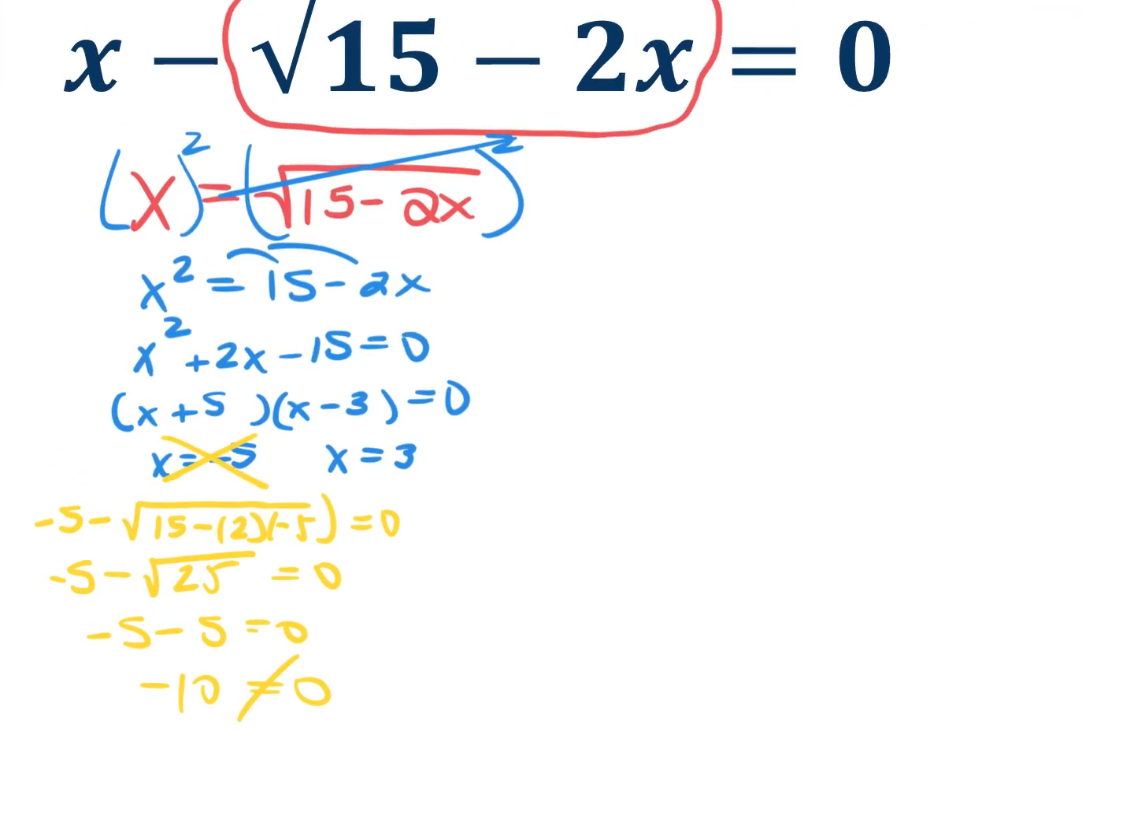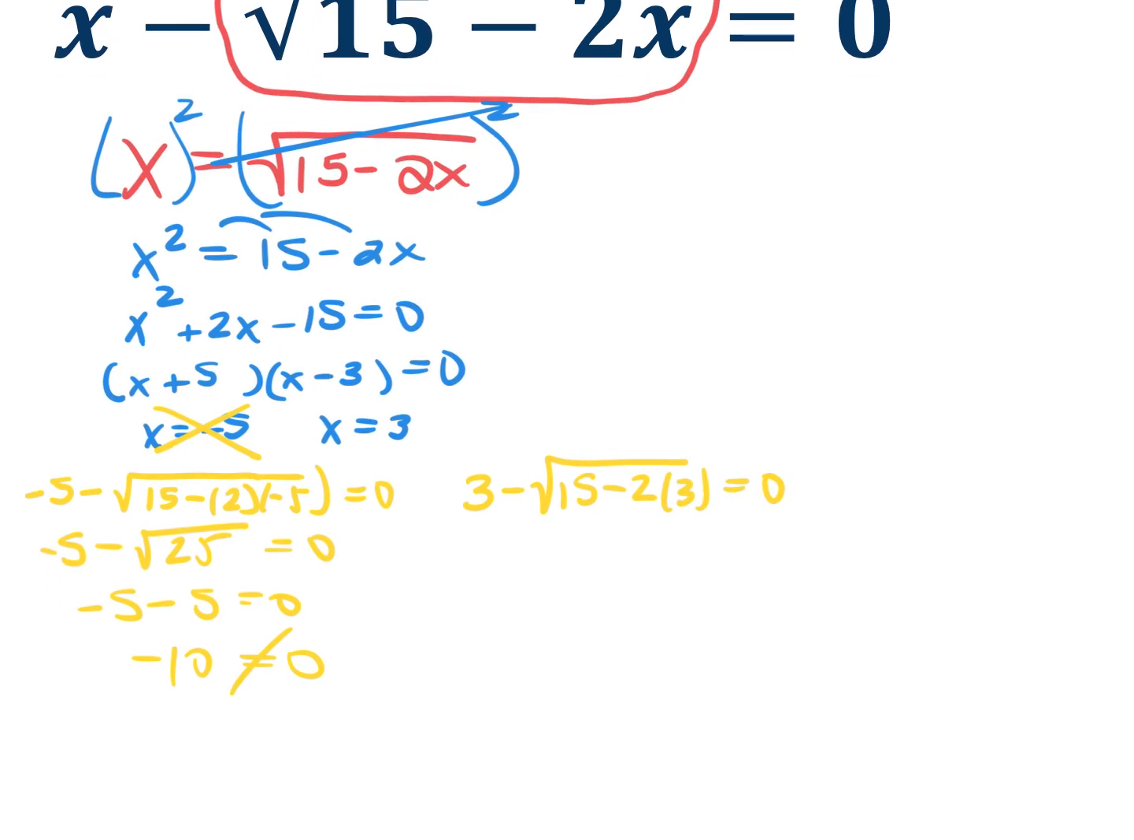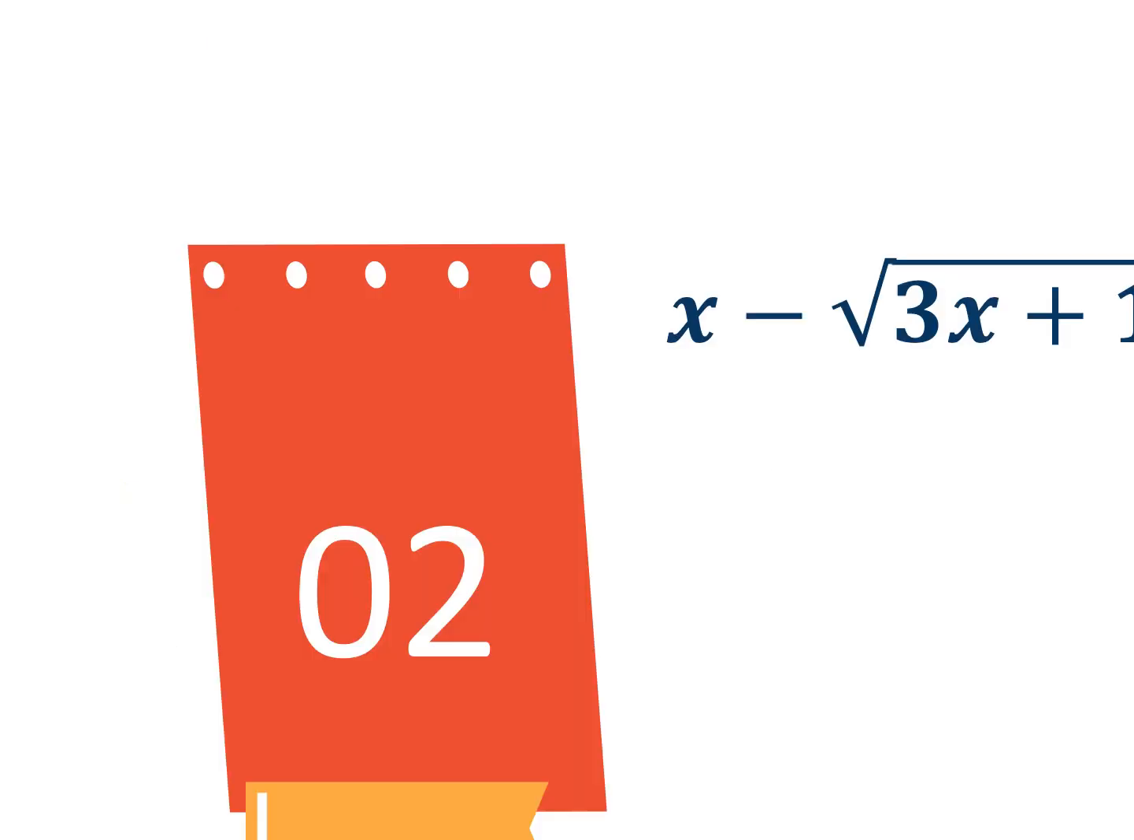So let's check 3. So I'm going to plug in 3. I have 3 minus the square root of 15 minus 2 times 3. Does that give me 0? 3 minus, well, 15 minus 6 is 9, so 3 minus the square root of 9, 3 minus 3 equals 0. We're good. So our solution here is just x equals 3. That's why it's really important to check to make sure that both solutions work. So let's move on here to number 2.